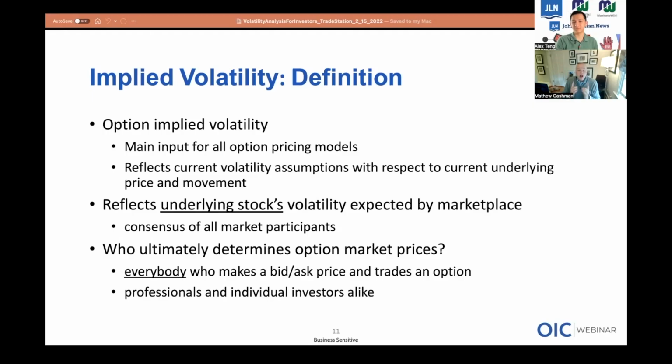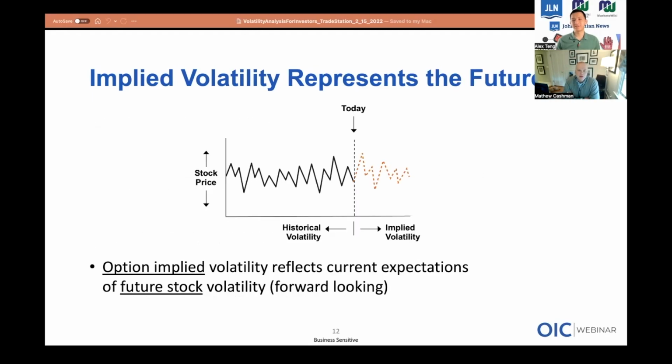Now, implied vol is the market's best forecast for how much something is going to move, looking forward. That's the difference between historical vol and implied vol. Historical vol looks backwards, and it's a measure of how much something has moved, the underlying. Implied vol is an option input that is forward-looking, and it's the market's best forecast for how much something is going to move. So implied volatility is what we just talked about.